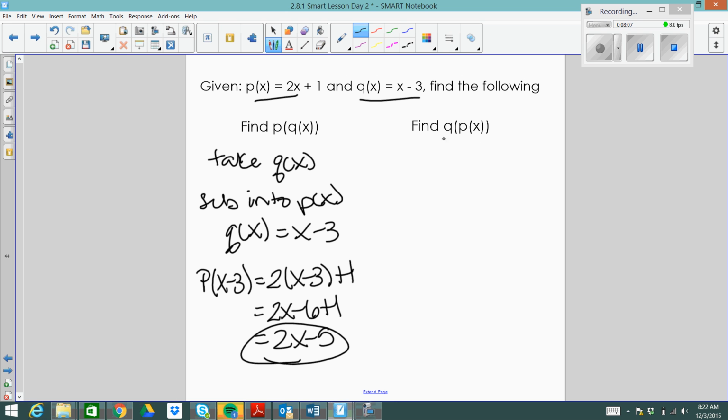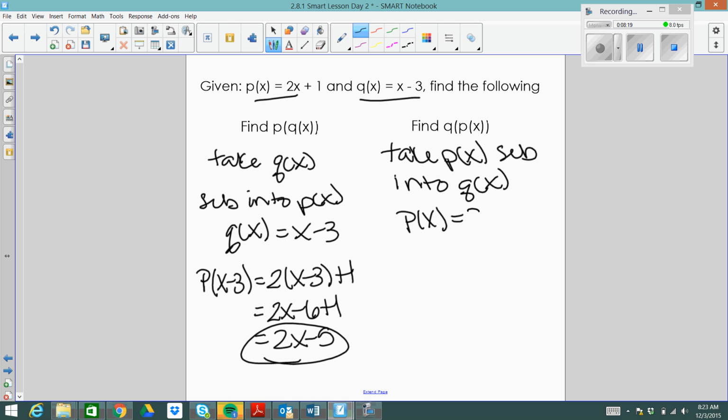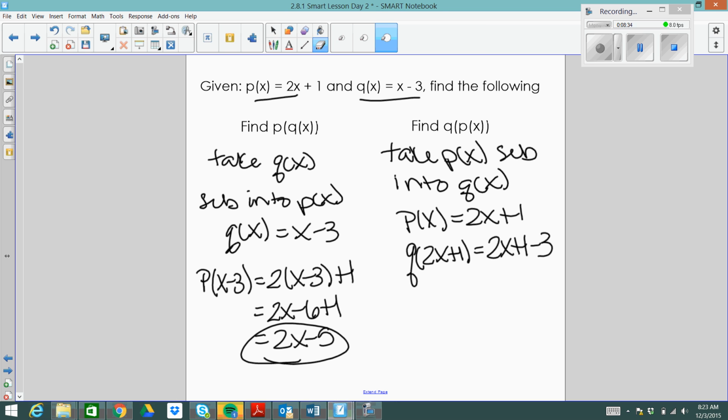And here we're going to go opposite direction. We're going to take p of x and substitute it into q of x. So p of x is 2x plus 1, and we're going to substitute that into q of x, which is x minus 3, which is 2x minus 2.